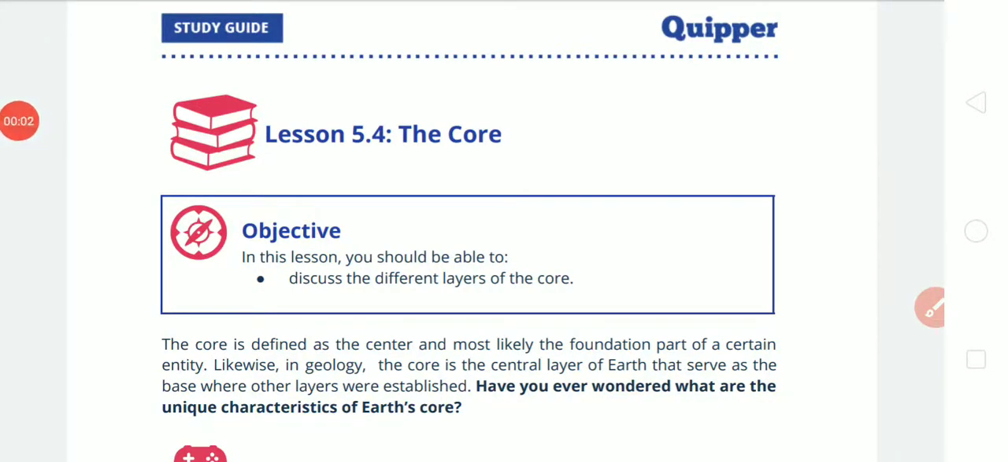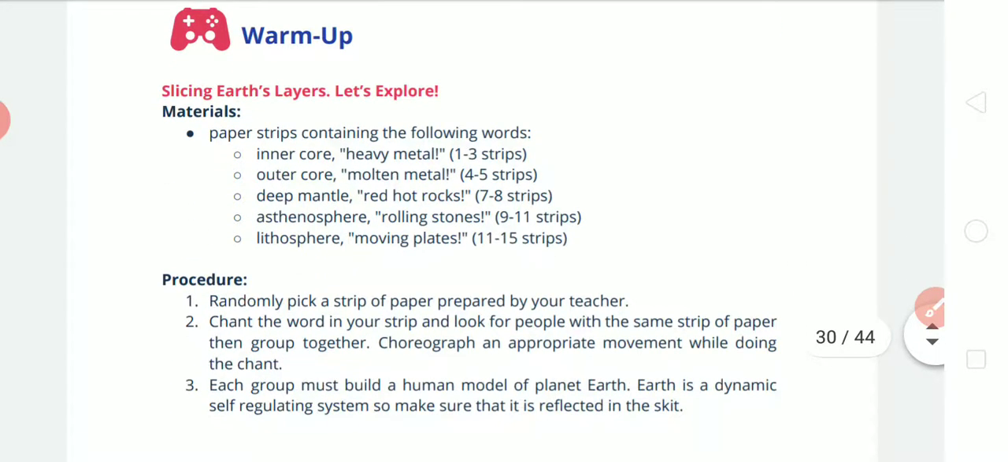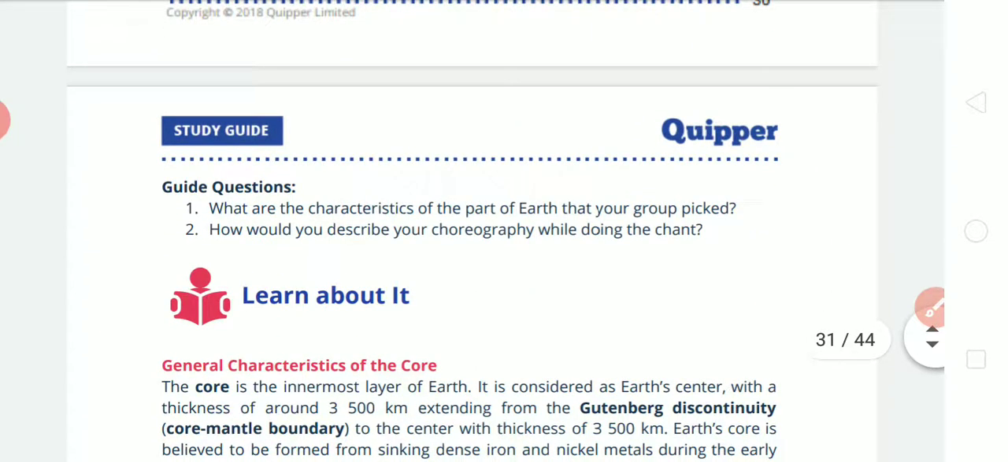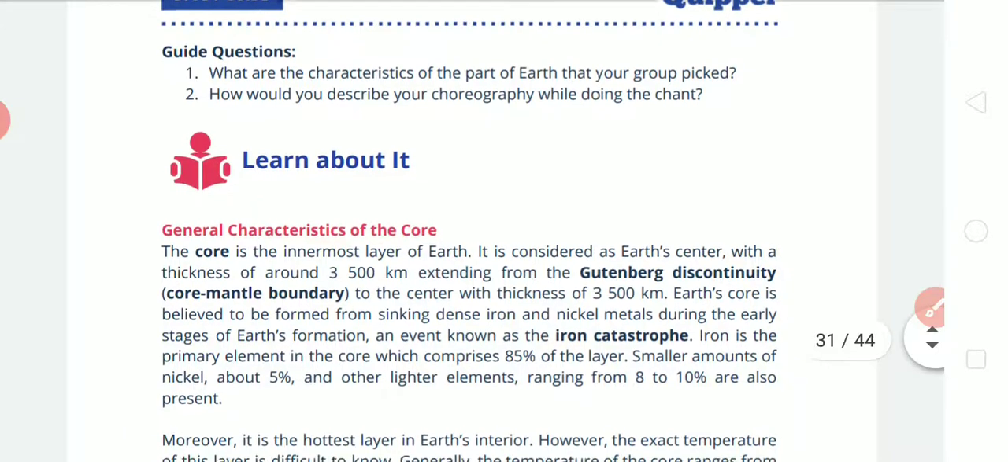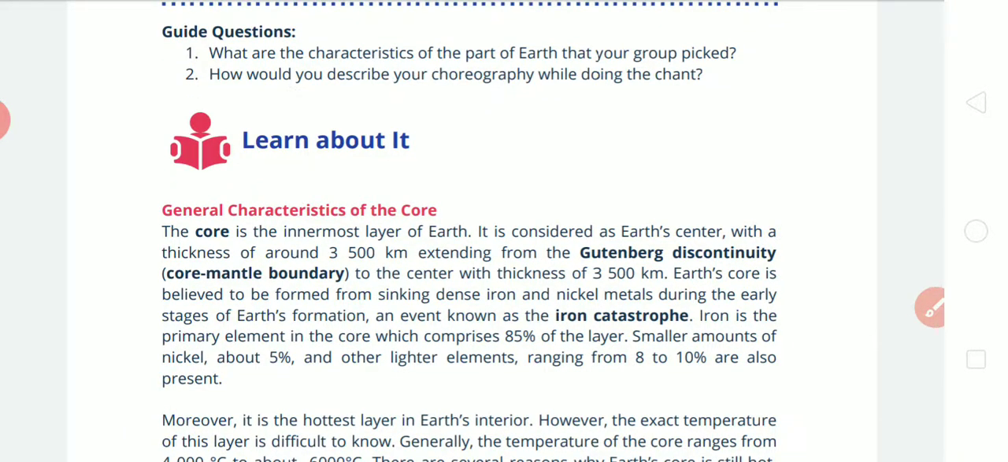Hi, so we are on the last topic for Unit 5, which discusses all about the core. So we are done with the crust and the mantle, and now let's proceed to the attributes of the core. Okay, so the core is the innermost layer of Earth.